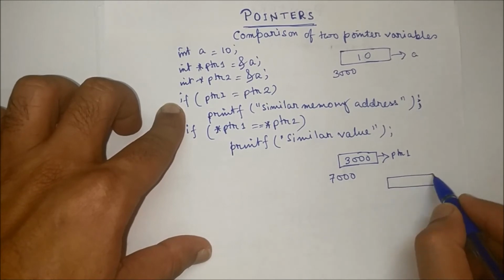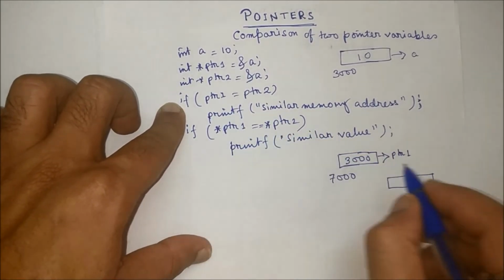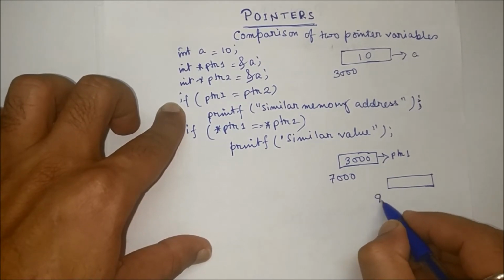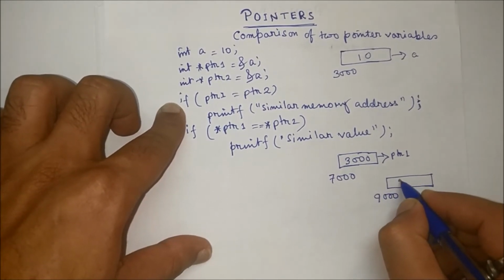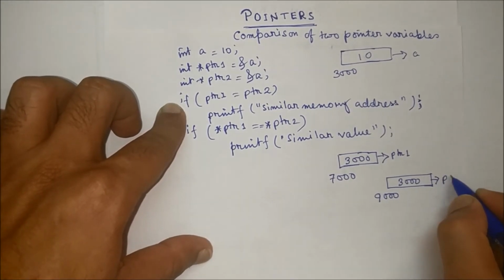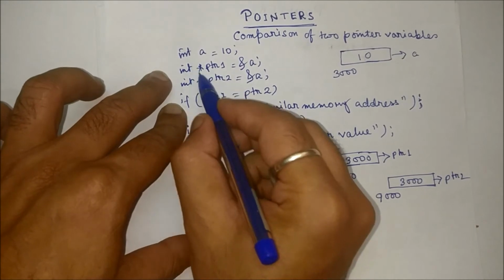The second pointer is another pointer we are declaring here, ptr2, and we are storing the memory location of A. Suppose it gets the memory address 9000, and we are storing the same memory address of A, and the name of the location will be ptr2. So these are the first three statements.